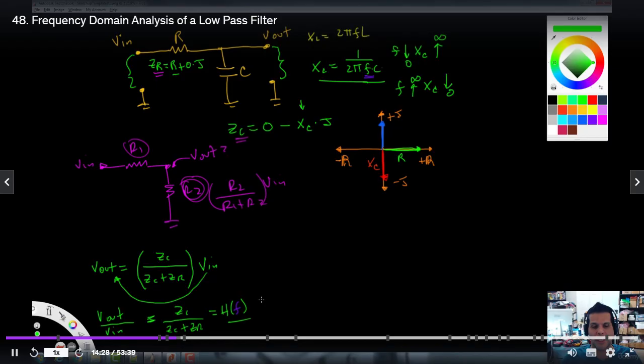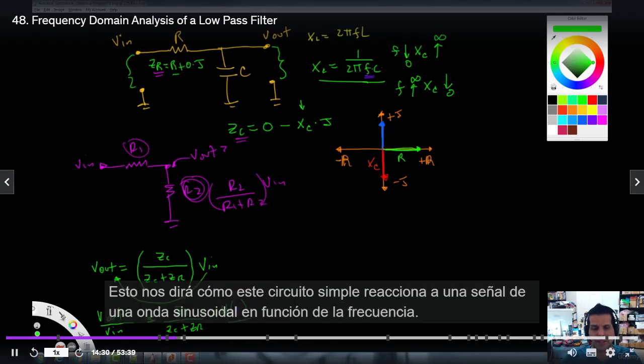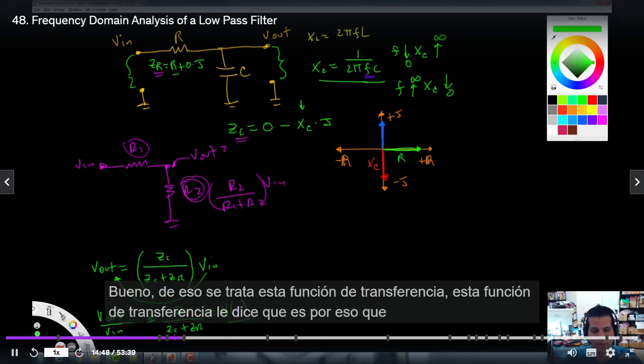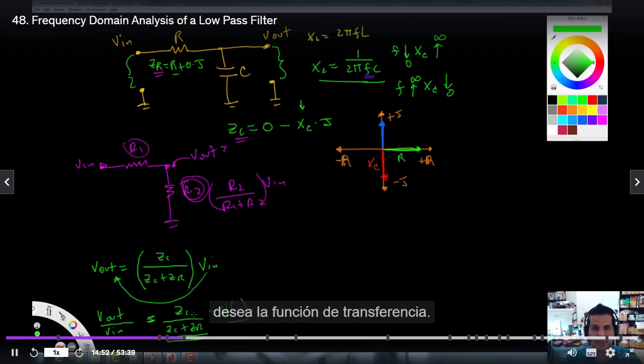That's it. Now, what does this tell us? This is going to tell us how this simple circuit reacts to a signal, a sine wave, as a function of frequency. So, will it attenuate it? Will it amplify it? Will it turn it to zero? Who knows? Well, that's what this transfer function is all about. This transfer function tells you that. That's why you want the transfer function.